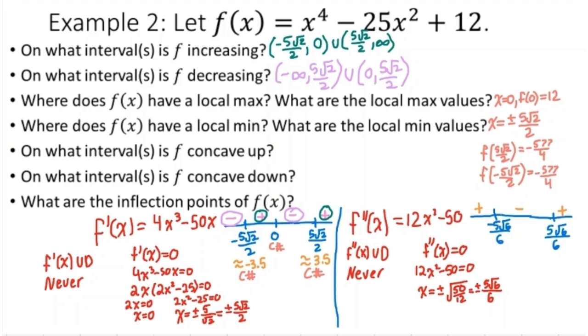Where is f concave up? F will be concave up where our second derivative is positive. It'll be concave up on the interval negative infinity to negative 5 root 6 over 6, and 5 root 6 over 6 to infinity. As for concave down, that will be where our second derivative is negative, which will be negative 5 root 6 over 6 to 5 root 6 over 6.